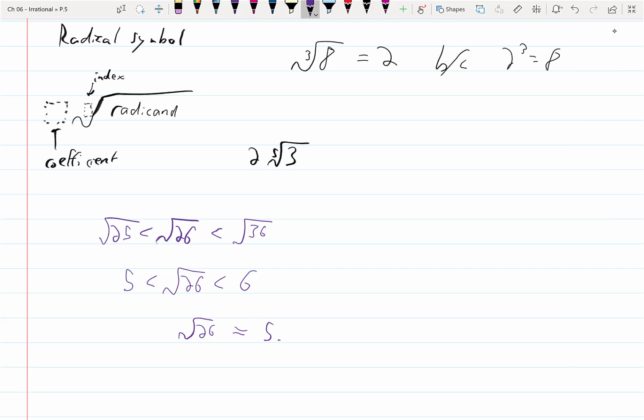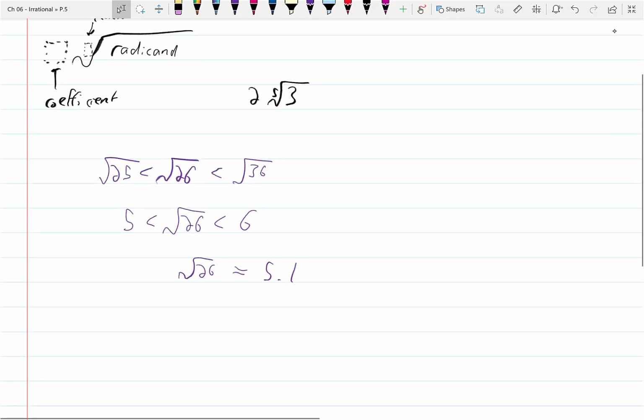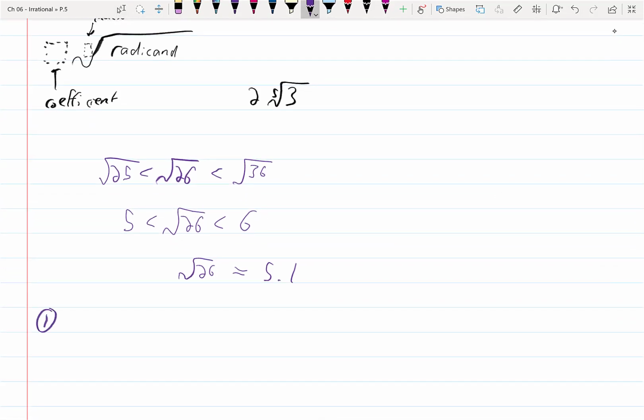What is the square root of 26? I'm asking Siri. And it's about 5.1. So that's about what we'd expect. So don't go completely calculator crazy on this. A lot of times we have multiple ways to try to approximate what these things are.